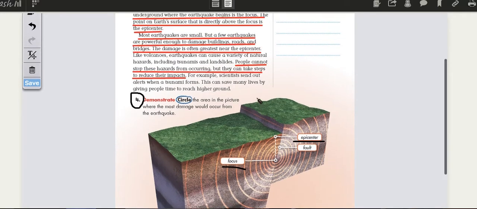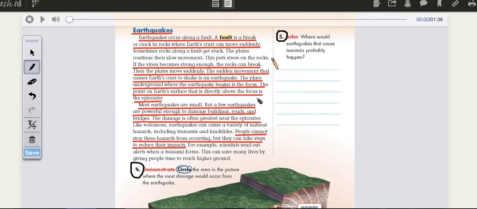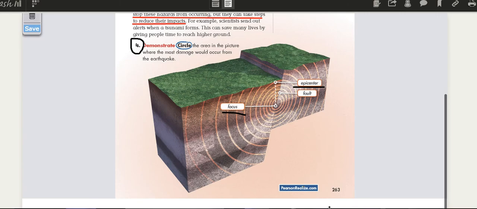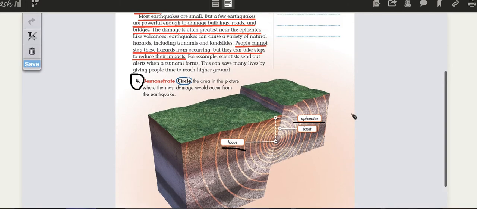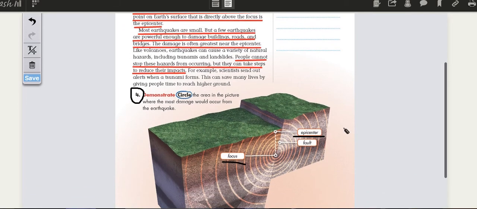So I want you, please, after we are done with this lecture, to solve questions 4 and 5 in addition to the question I asked you at the beginning of the lecture after we watched the video. I want you to write three new things that you learned from the video. Answer questions 4 and 5, page 263, please. And I want you to write one effect on the Earth's surface caused by the earthquake.